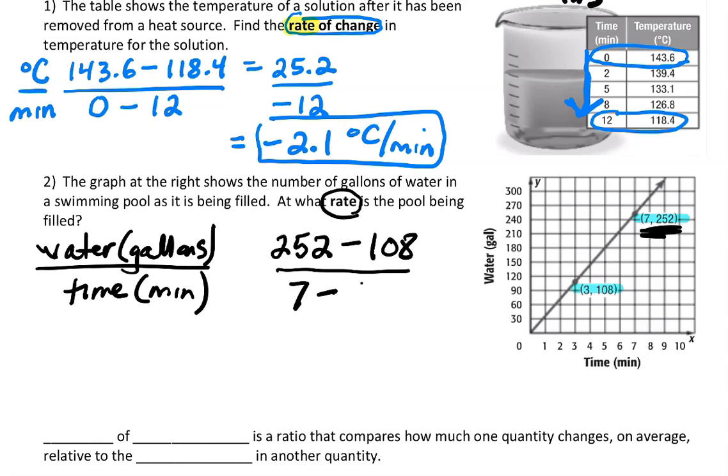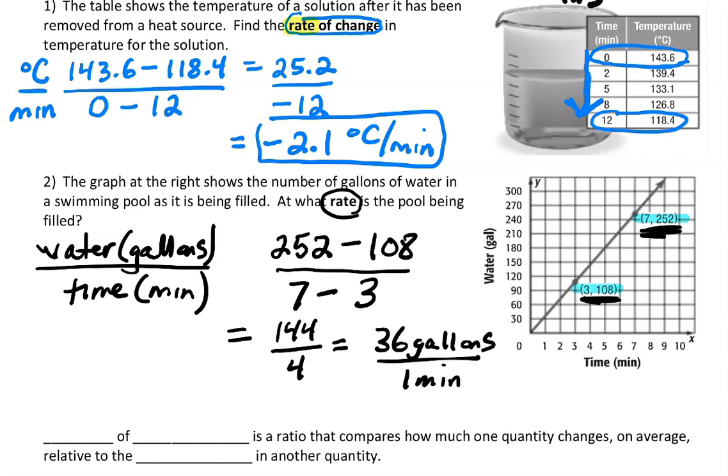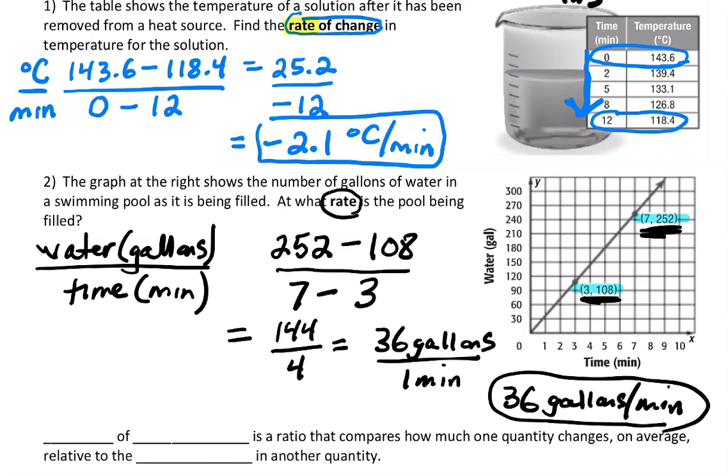And it started, or the point we're using is the 3, 108. So subtracting those, we would get 144 over 4, which is 36 gallons for every 1 minute. Or you could write it as 36 gallons per minute. And those units are pretty important. Sometimes we forget to include units, but the units would be 36 gallons per minute.